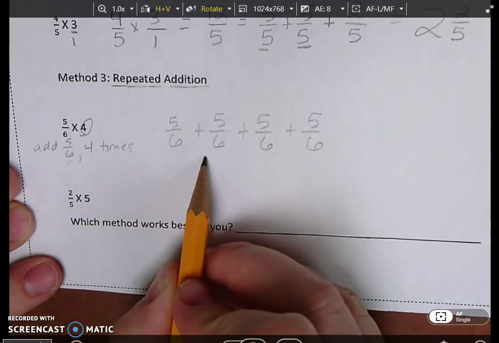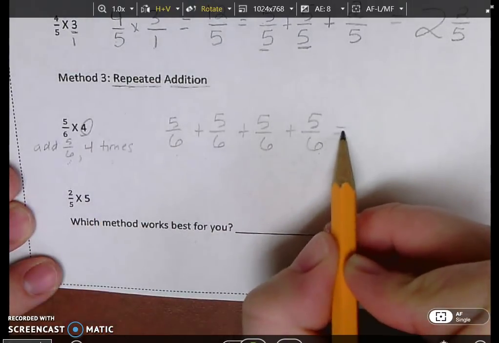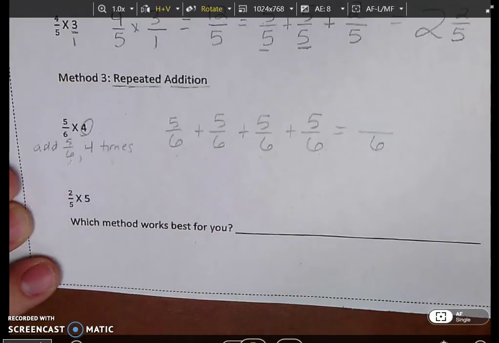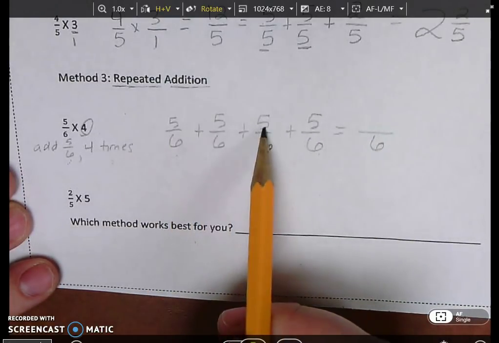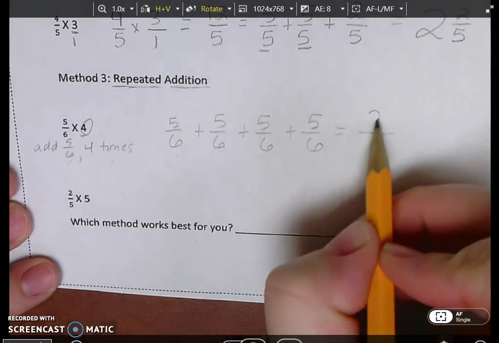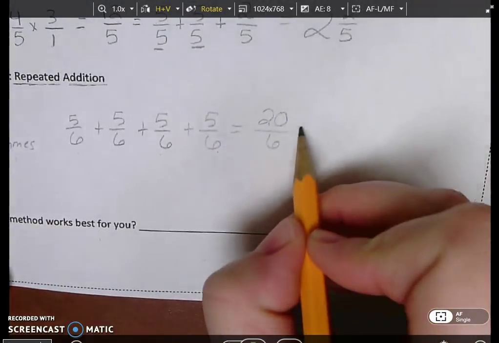So I've got 1, 2, 3, 4, since we're multiplying it 4 times. And then I'm just going to add. So my denominator stays the same, just got to add my numerator. 5, 10, 15, 20. So 20/6, but I can't leave that as an improper fraction. I've got to change it to a mixed number.